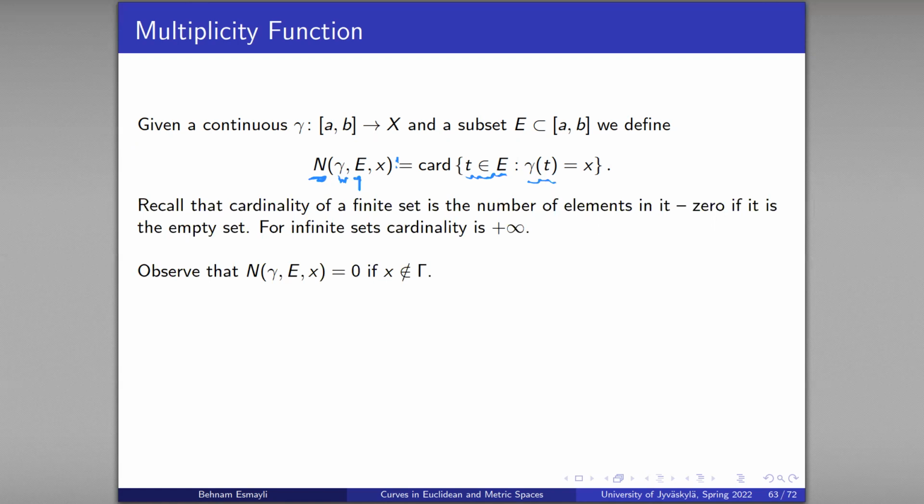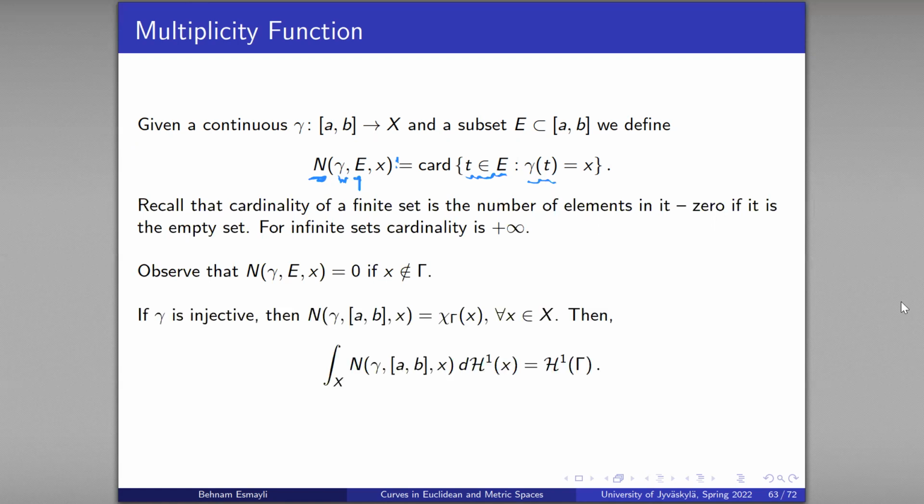There are some simple observations that I list here, but they will be very useful. Number one, the multiplicity only concerns the image of gamma, really, although we can allow x to be outside the image of gamma, but that will only give us 0. So when integrating this multiplicity on X, it will be the same as integrating it along the image gamma. Therefore, even though X could be a large space, the integral dH1 only concerns gamma.